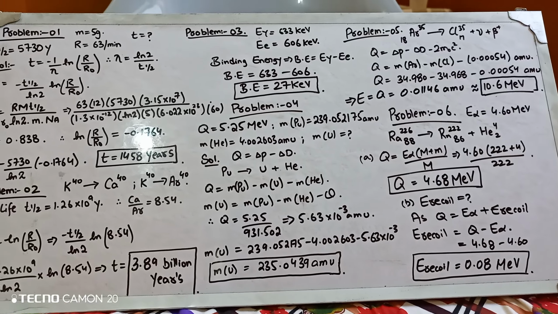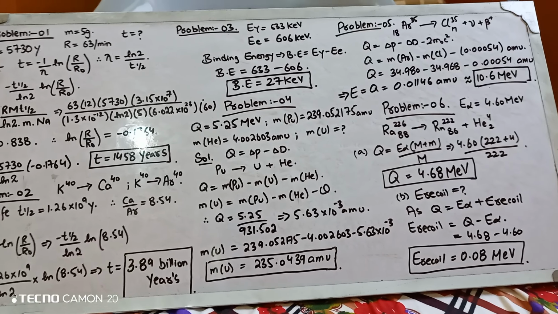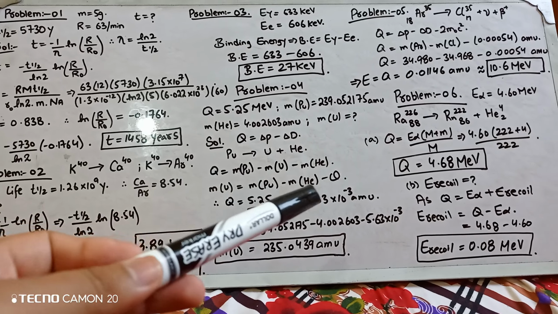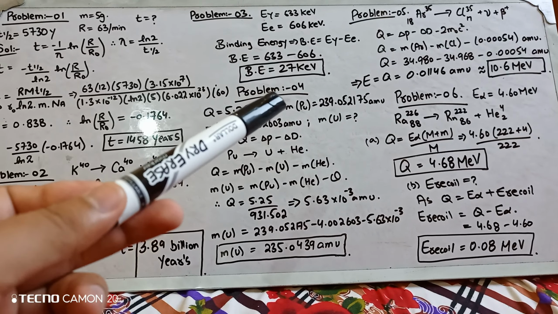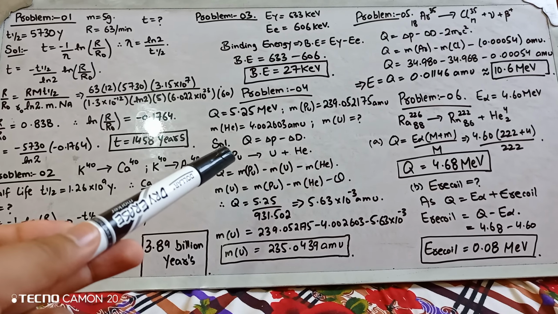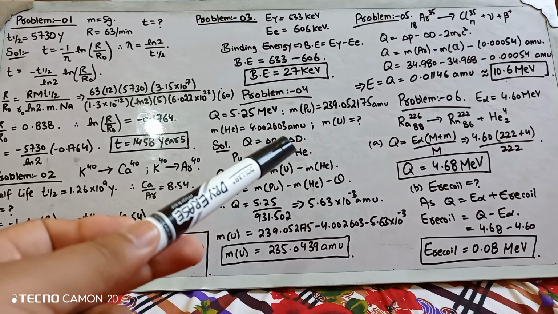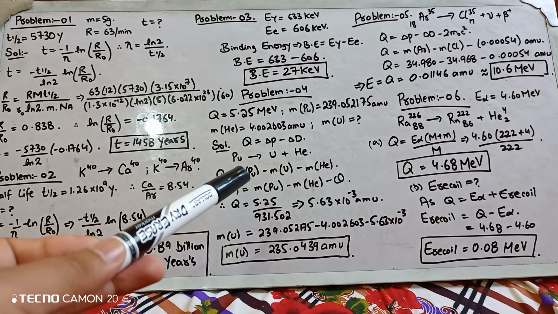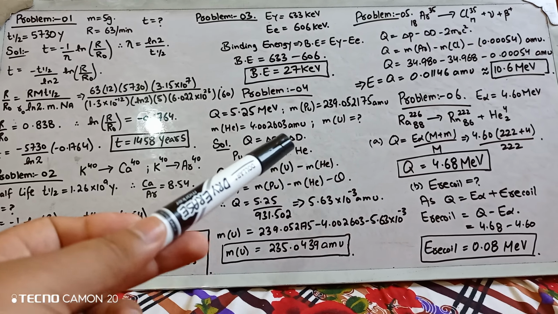Okay, so first of all, you know that this is the alpha decay, and you know that the alpha decay Q value is always equal to parent minus daughter. So definitely the polonium atom decays into a uranium atom plus the emission of an alpha particle, which is helium. So the equation of Q value becomes mass of polonium minus mass of uranium minus mass of helium.